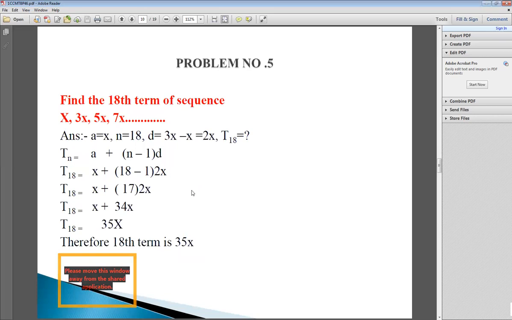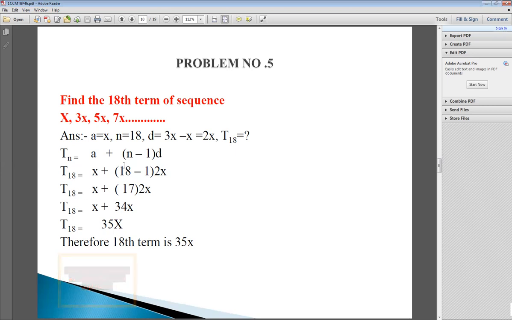Let us see one more question, the fifth problem here. Find the 18th term of the sequence. The series is given in the form of variables. The first number is x, the second number is 3x, and the third number is 5x. The fourth one will be 7x. If you keep on writing, we need to calculate the 18th number. Therefore, the value of a is x, n equals 18, d equals 3x minus x. The difference between the two numbers is 2x. Therefore, we need to calculate T18. The nth term equals a plus (n minus 1) into d. T18 equals a, which is x, plus (n, which is 18, minus 1), d is 2x.